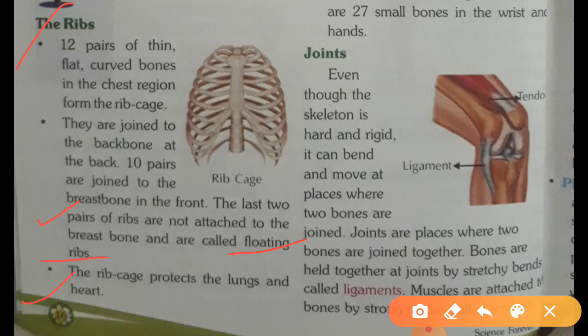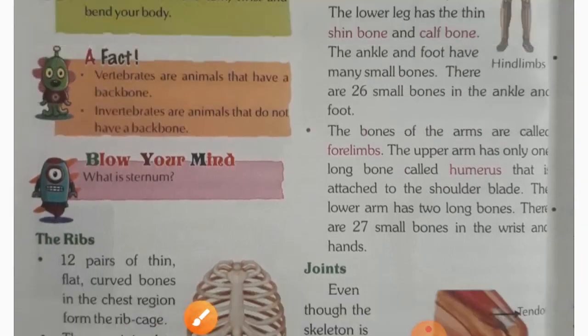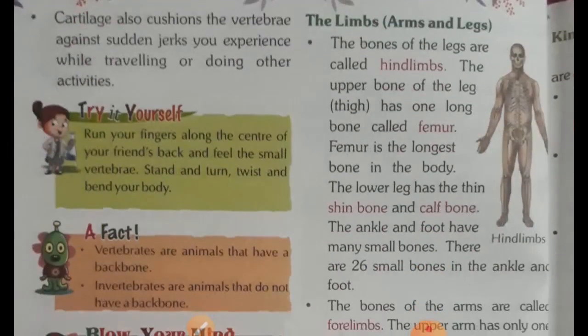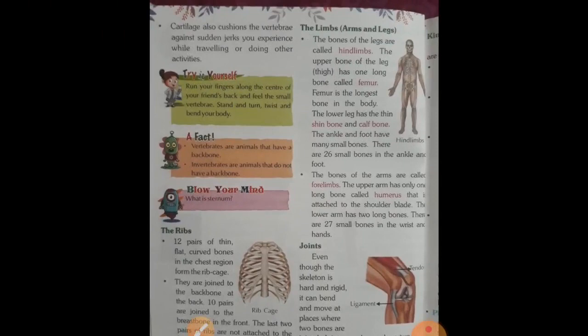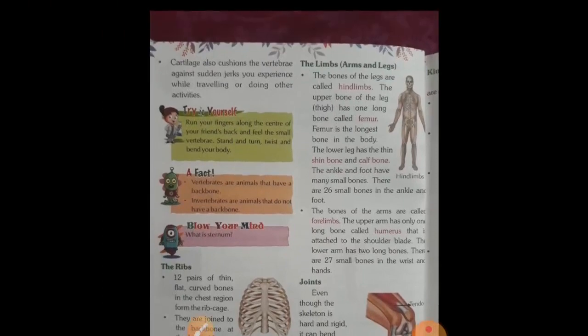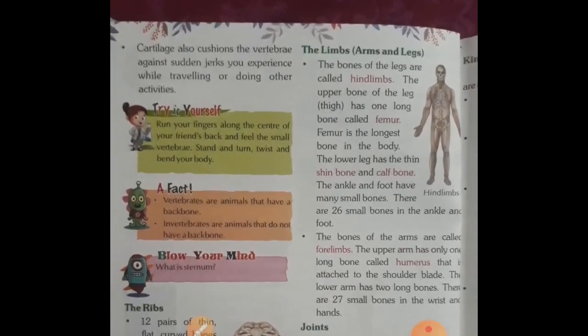Next, the rib cage protects the lungs and heart. So what is the function of the rib cage? It protects the lungs and heart. So this is the explanation of the ribs. These are 12 pairs in our chest cavity. They make the rib cage, 12 pairs of bones.